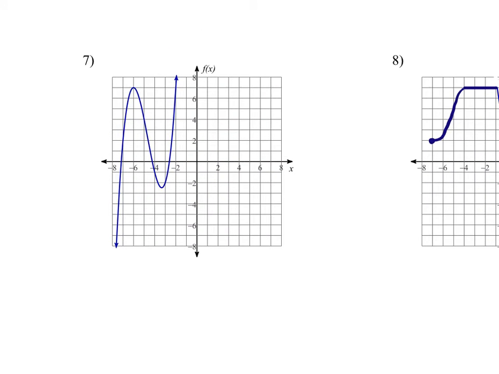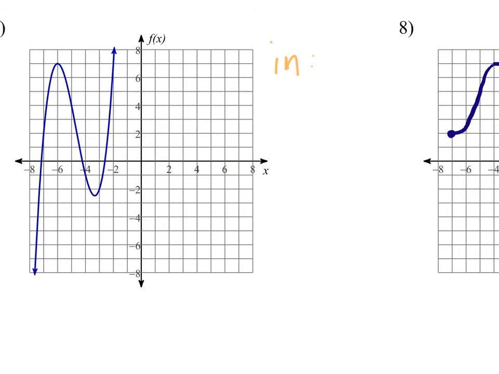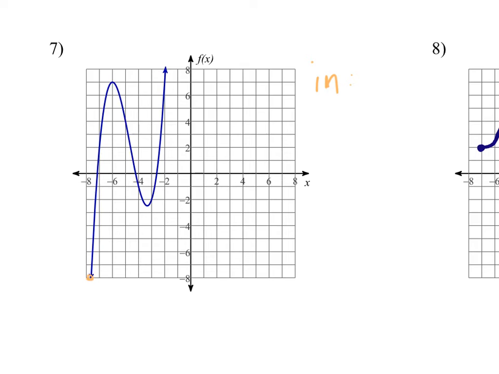All right, let's take a look at number 7. So this is just like the last one we did. We start off increasing from negative infinity to negative 6. I think this is the exact same as the last one. Then we start decreasing from negative 6 to about negative 3.2. And then we end up increasing from negative 3.2 to infinity.